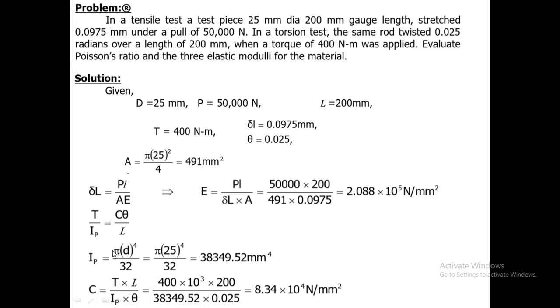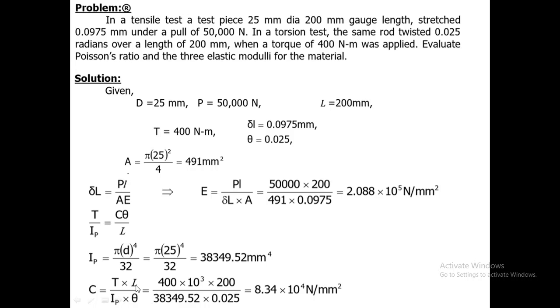Torque is given, T is known, and the polar moment of inertia you have to calculate. The diameter is given, it's a solid shaft, so J is pi d to the power 4 by 32. Substitute this, and you will get it in millimeter to the power 4. The rigidity modulus you have to find out, so just keep it as it is. Theta, the angular twist, is given in radians itself, theta is 0.025.